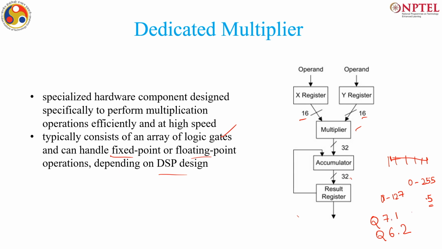Now if this is fixed, like always it will be 7 places of integer and 1 place of decimal, then this is called fixed point. And if I can adjust or vary this point based on my operation needs, that is floating point.